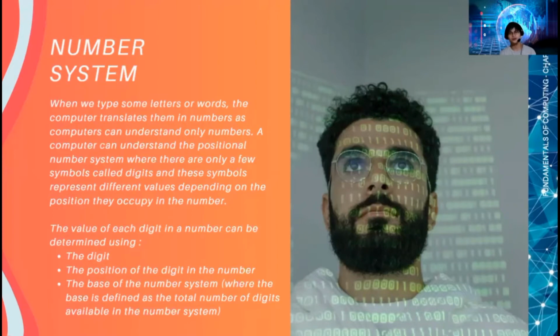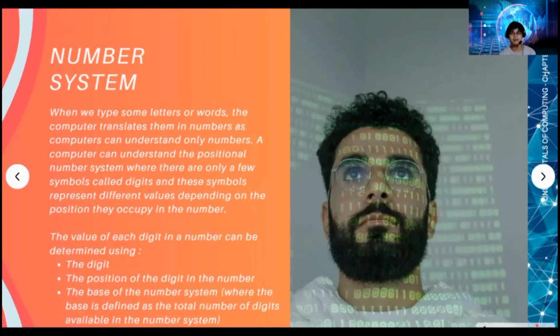So the value of each digit in a number can be determined using the digit itself, the position of the digit in the number, and the base of the number system. The base is defined as the total number of digits available in the number system. Hope that you understand. Again, this is a number system, and it's very important that we understand it.